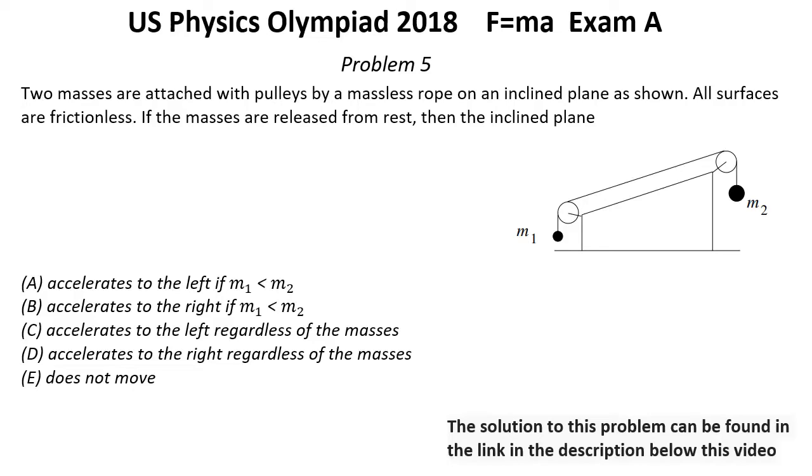Solution for problem number 5. Here we can see that tensions from mass m1 and mass 2 are vertical. It means that they are not creating any horizontal force on this incline. It means that this incline will stay and they will not move. And the correct answer is E, does not move. That was the solution for problem number 5.